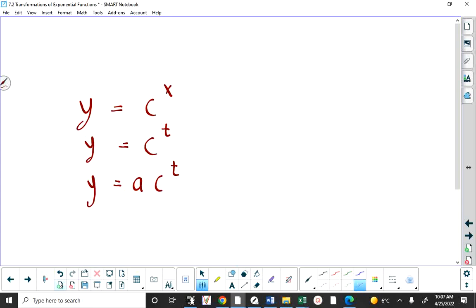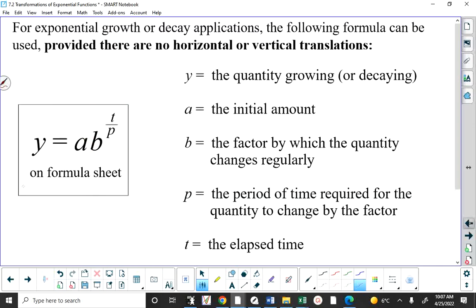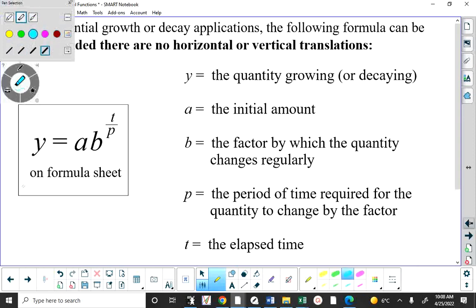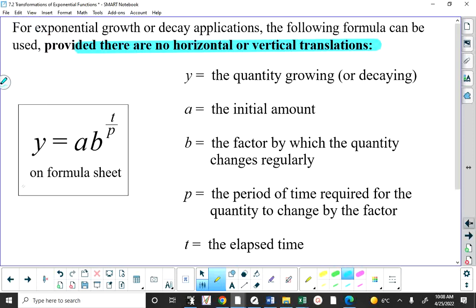Unfortunately, when we look on the formula sheet, they change the base from C to B. So I want to point out to you that in your notes it says for exponential growth or decay applications, we use the following formula, and it always works as long as there are no translations. This formula that's in the box right there on the screen and in your notes has nothing to do with transformations. This has nothing to do with the first two examples we looked at.